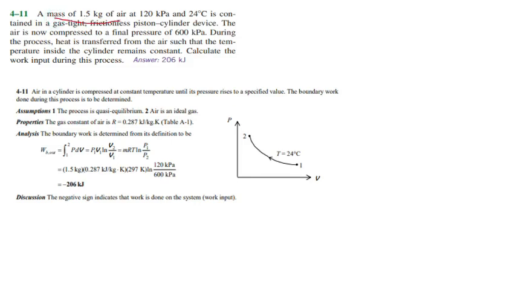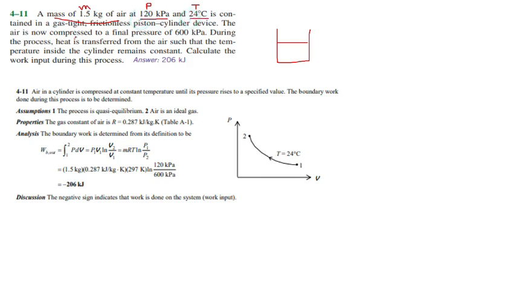In the first problem, you have a mass of 1.5 kg of air. So mass m is 1.5 kg, the pressure is 120 kPa, and the temperature is 24 degrees Celsius. This air is contained in a gas-tight frictionless piston cylinder device. So you have a piston cylinder device with a gas having a mass of 1.5 kg, a pressure of 120 and a temperature of 24.